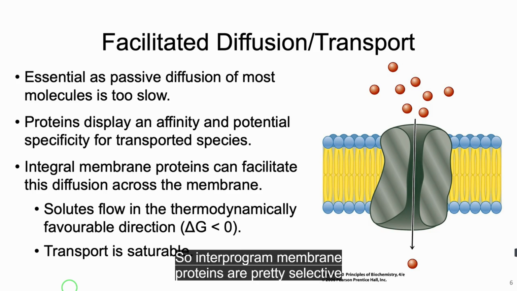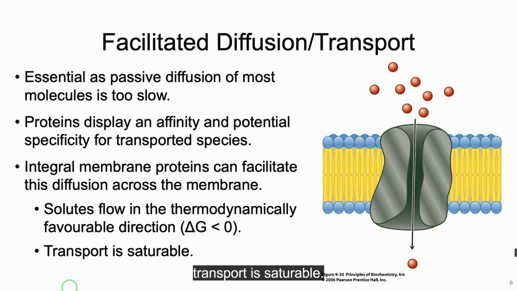So integral membrane proteins are pretty selective for what they move into the cell by facilitated diffusion. Just like what we talked about for passive diffusion, this type of transport does allow things to go downhill, so from a high concentration to a low concentration, or in the thermodynamically favorable direction. The difference between facilitated and passive diffusion is that because we are dependent on a membrane protein to move things into the cell, you can hit a speed limit where transport is saturable.